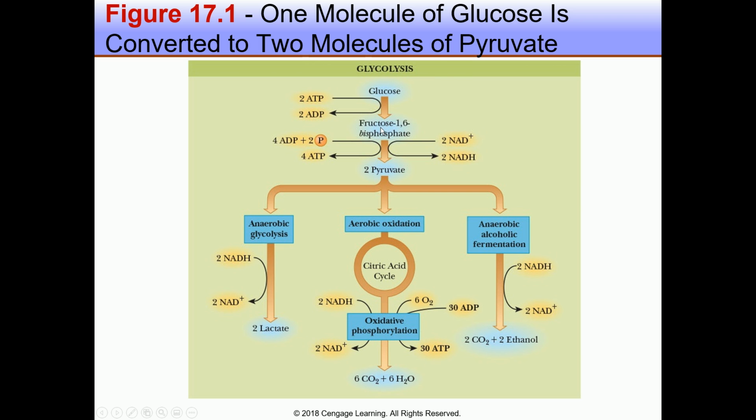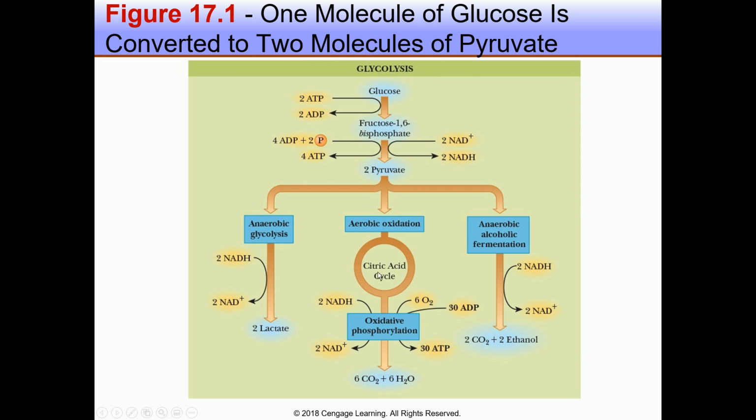Now what does this slide show us? It shows us that when glucose enters glycolysis, it is eventually converted into two molecules of pyruvate. Glycolysis can actually be split into two parts. In the first part, ATP is actually used. You can see ATP getting converted into ADP, and then there is a formation of 4 molecules of ATP. So the net gain of ATP is 2 molecules, and 2 molecules of NAD plus are converted into 2 molecules of NADH.